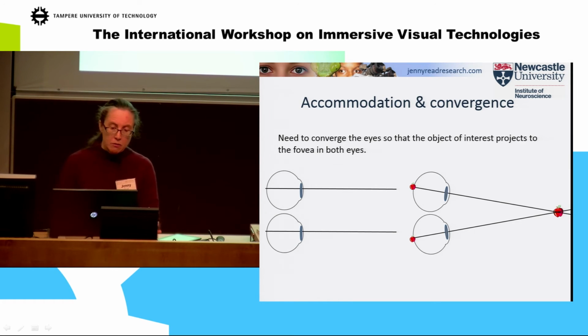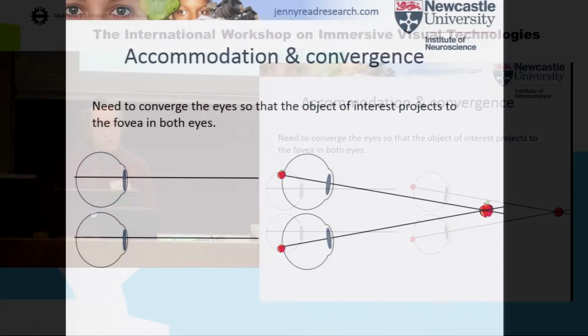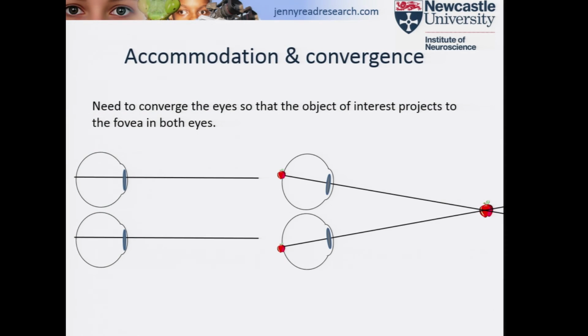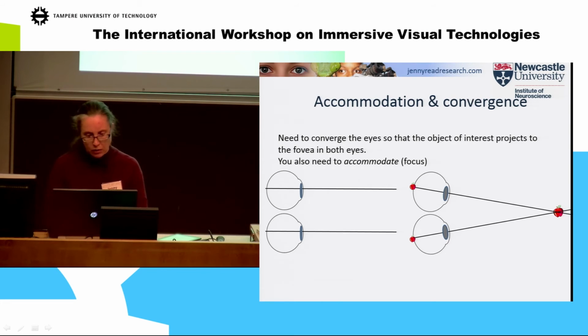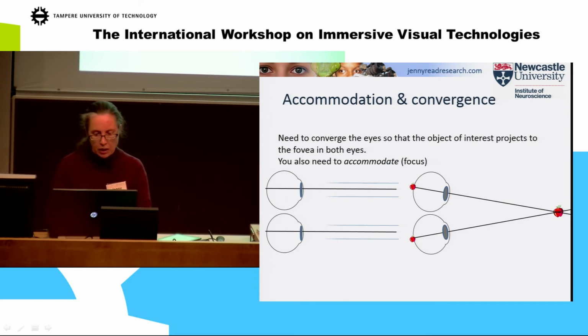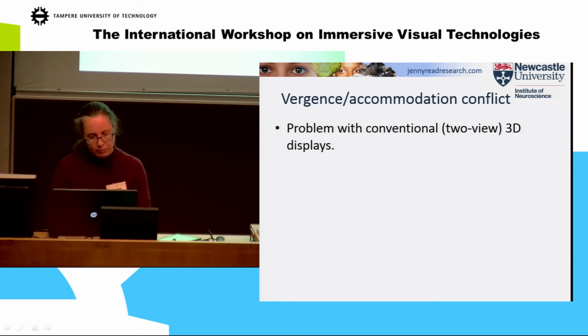So as we've seen, you need to converge the eyes so that whatever you're interested in projects ideally to the fovea in both eyes. And of course, that means you do also need to accommodate so that the object will also be sharp and in focus in both eyes. And that depends on the light level, of course. It's particularly important at lower light levels where the pupil's likely to be greater. So you're accommodating by making the lens thicker and therefore more optically powerful.